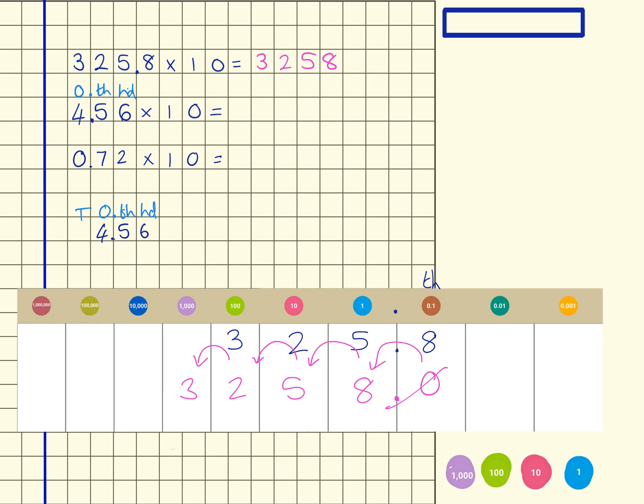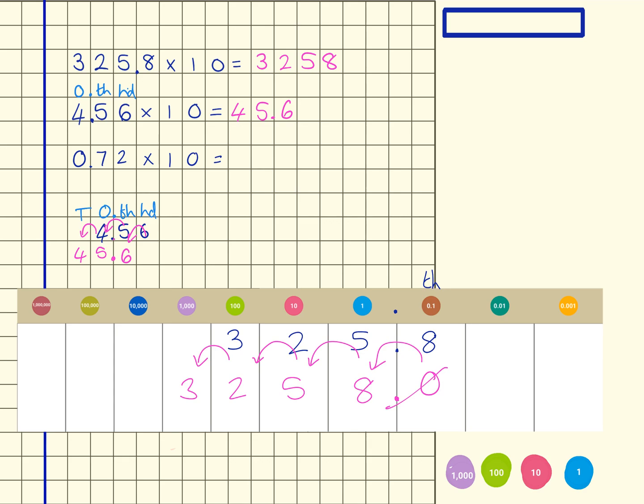So I've got 4.56. Now as the numbers move around the decimal point, this would move to here, this would move to here, the decimal point remains in the same place, and then this moves to here, so we end up with 45.6, so 45.6 becomes 10 times bigger.